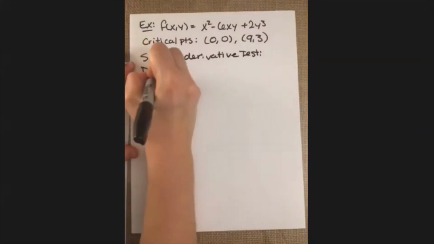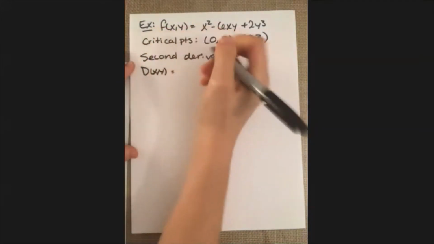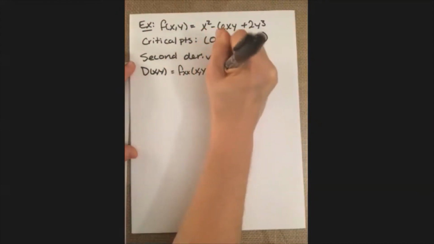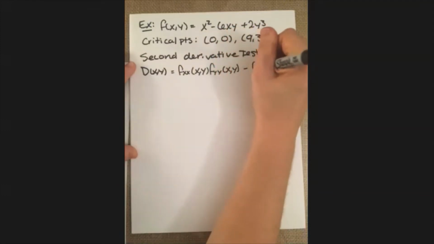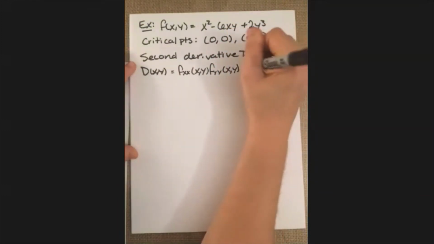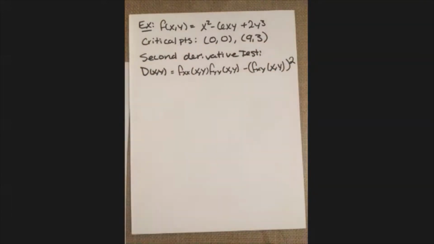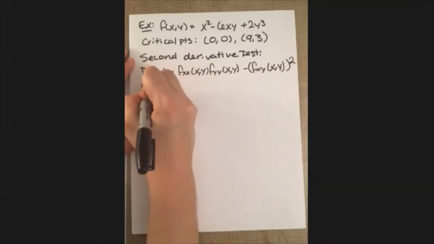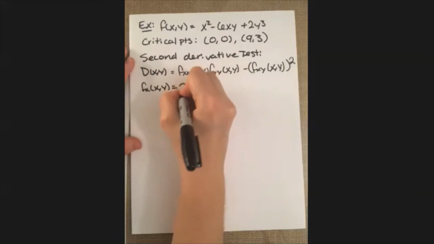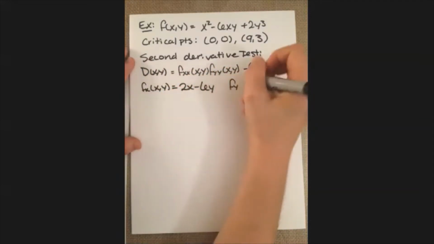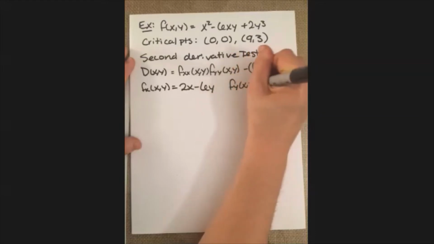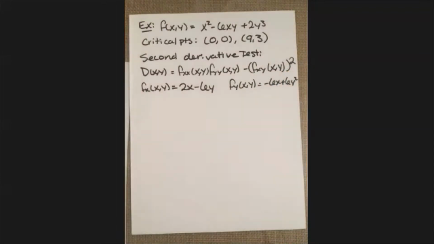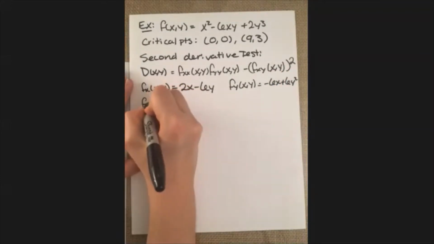So that means that we have to compute, or at least first get this expression, D at (x,y) is equal to f_xx at (x,y), f_yy at (x,y), and then minus that mixed partial derivative at (x,y), and all of that is squared. Okay, so we've got to compute first partial derivatives, which is pretty straightforward. It's 2x minus 6y, and the first partial with respect to y is equal to negative 6x plus 6y squared.